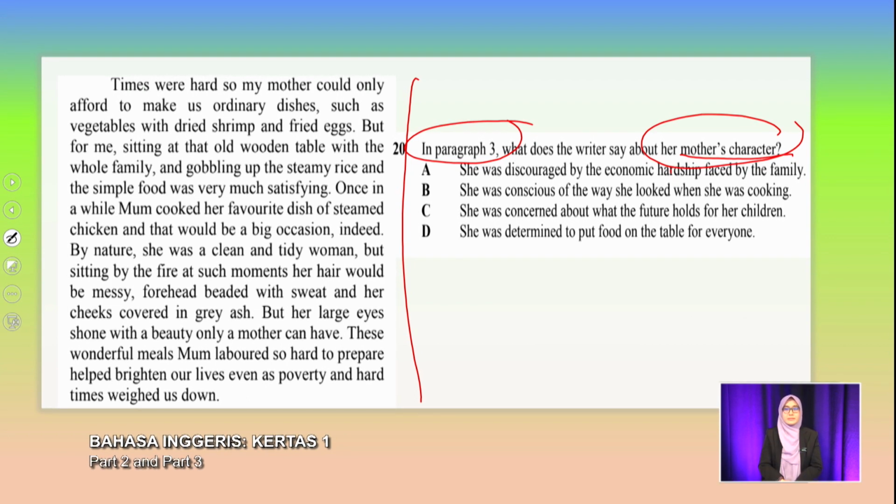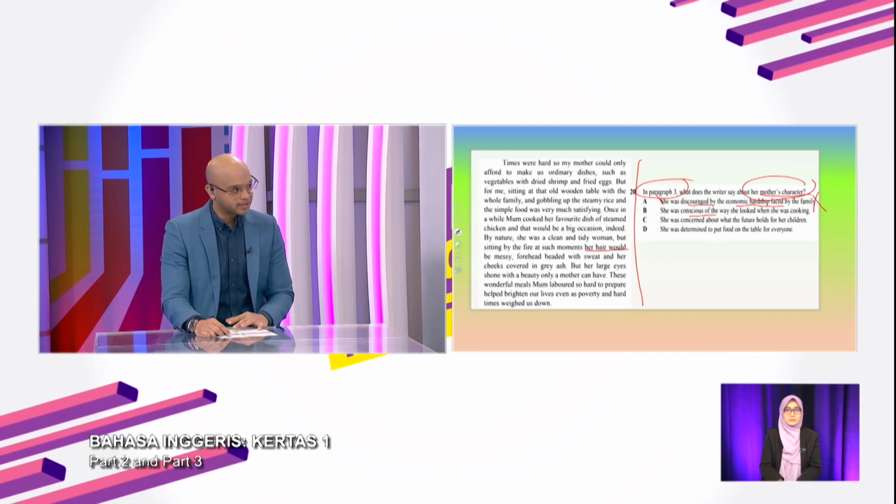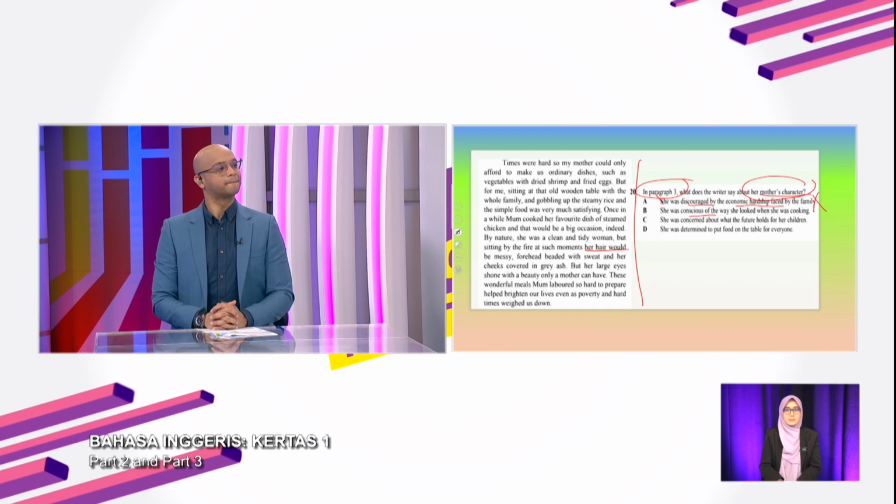She was discouraged by the economic hardship faced by the family. Was she discouraged? No. If you read this one, even though they don't have much, she still finds the time to cook food for the family. So this is not the answer. She was conscious of the way she looked when she was cooking. That's not the answer as well. You see here, she was a clean and tidy woman, but sitting by a fire in such moments, the hair would be messy. That's right, so no.